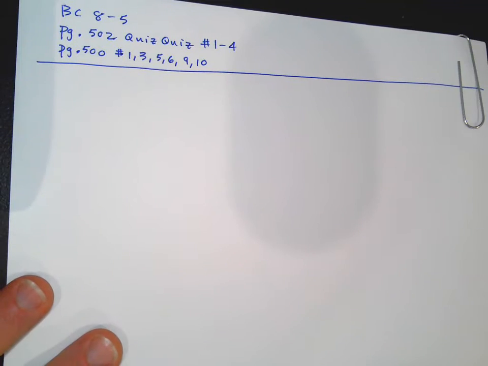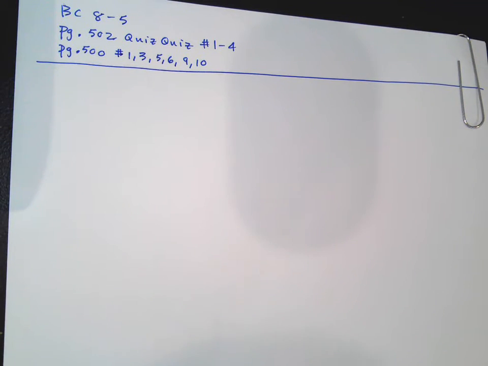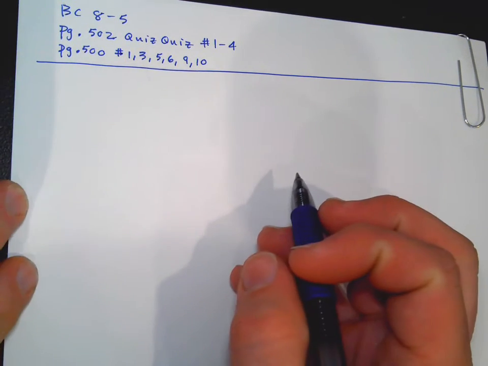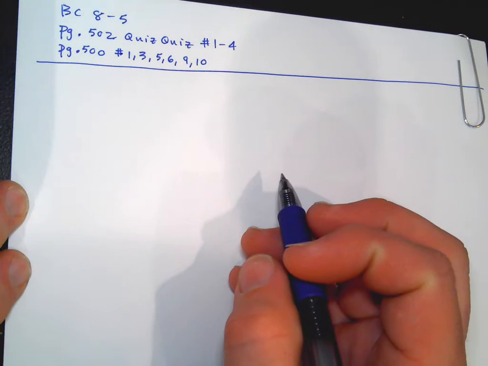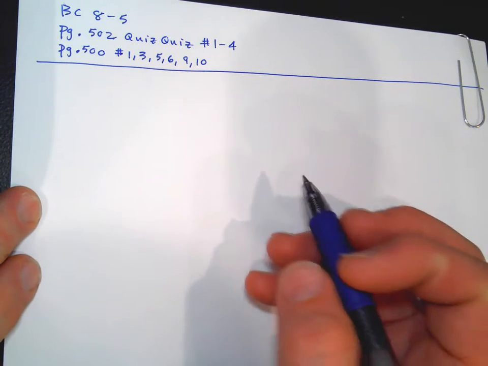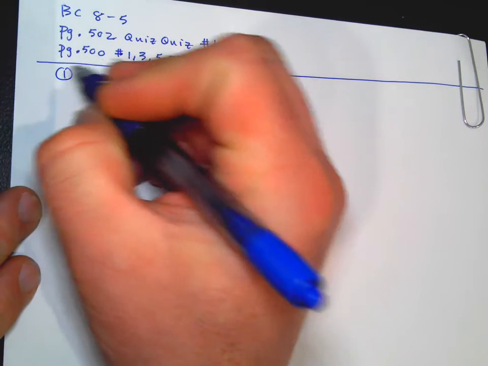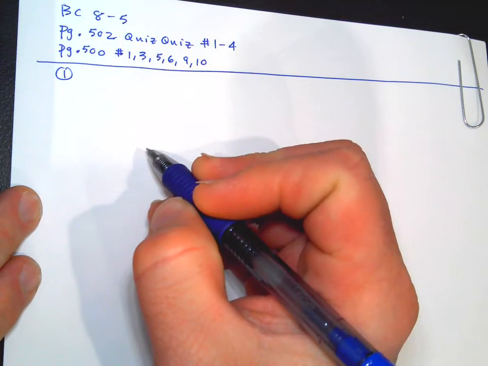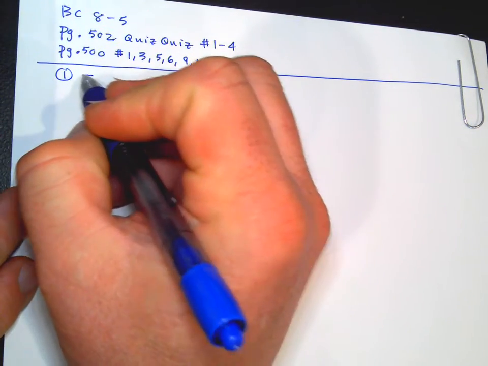AP Calculus BC, Unit 8, Day 5 office hours. There's no lesson. This is just some more practice, what we were doing before. There are a few problems from page 502, 1 through 4. It's a quick quiz, so they are multiple choice questions. We'll just do them. Number 1: which of the following is the sum of the series?